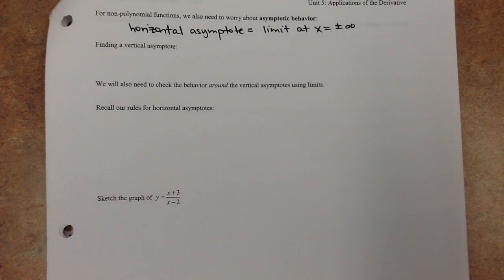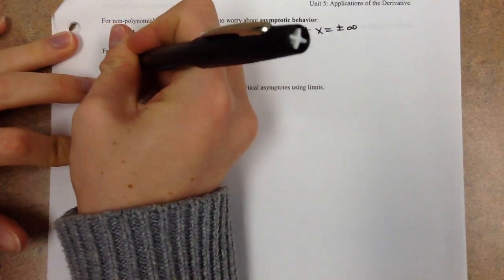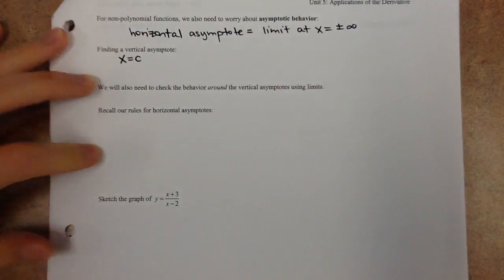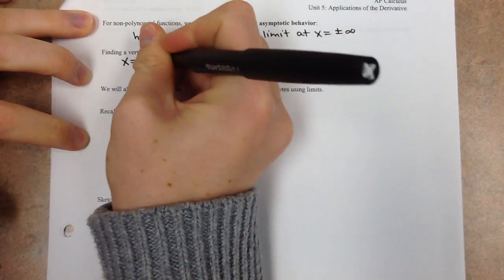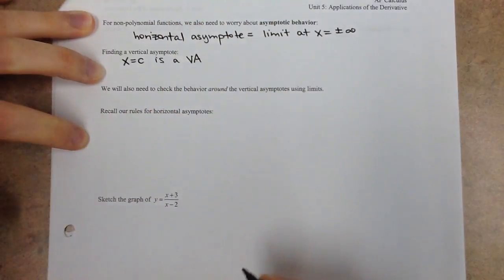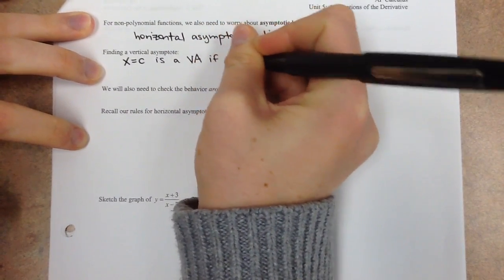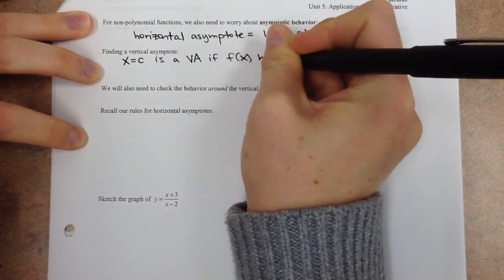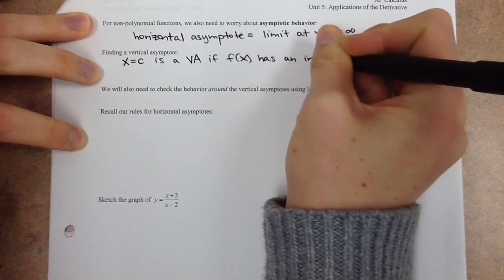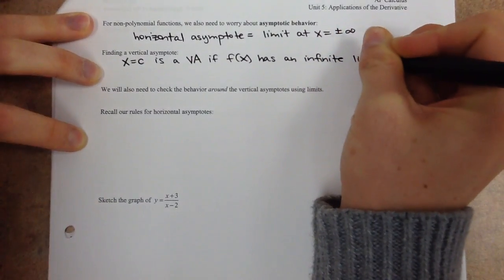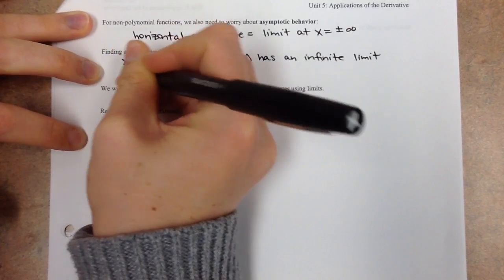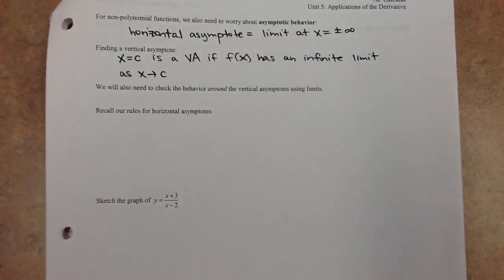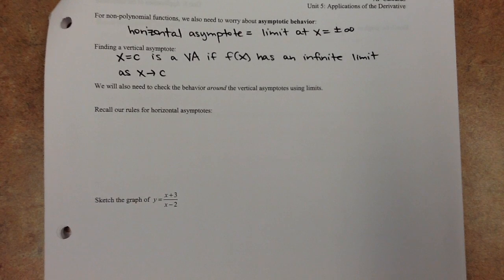Finding a vertical asymptote is kind of the opposite, actually. So we gave a definition back in the day when we were doing limits. We said that x equals c, so that would be a vertical line, is a vertical asymptote if f of x has an infinite limit as x approaches c. And what that means is that as I get closer and closer to this value of c, like say as x approaches -2, my graph is approaching positive or negative infinity. That's an infinite limit. That would mean that I have a vertical asymptote at that point.